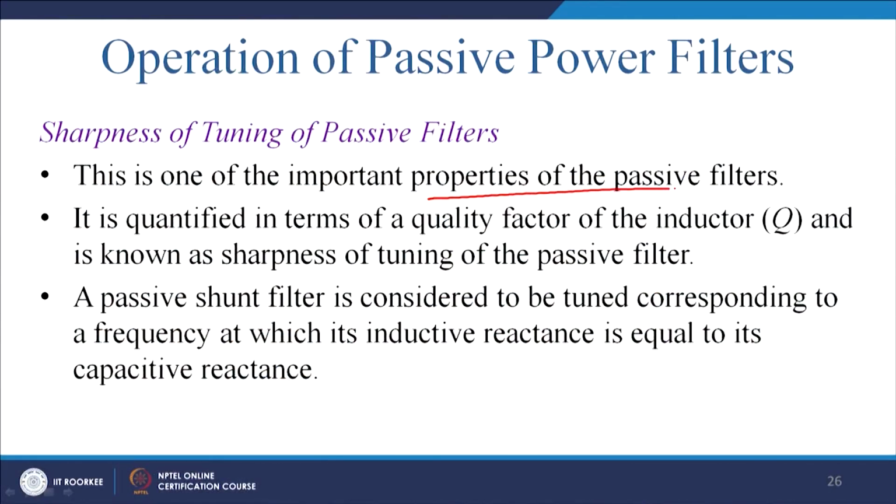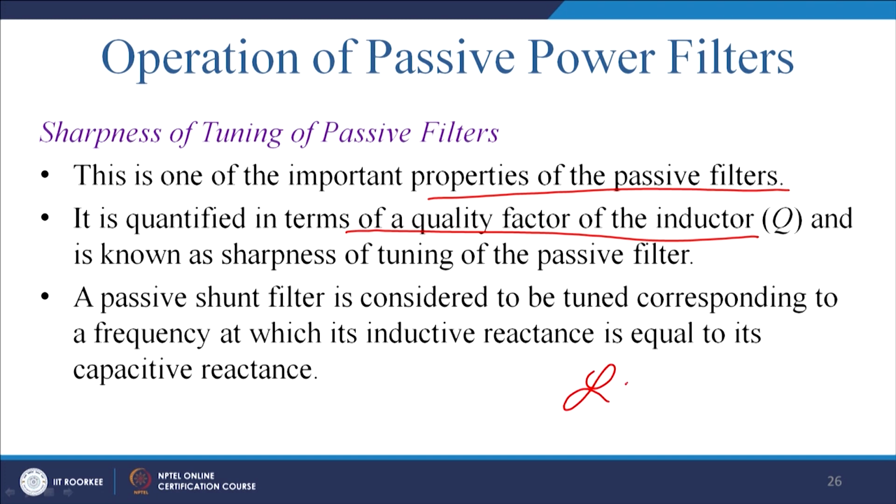So, one aspect we require to understand is the sharpness of the resonance, which you have studied in your fundamental courses of power electronics, that plays an important role in the filter design. So, this is one of the important properties of the passive filter: how you design the sharpness, what is its bandwidth. It is quantified in terms of the quality factor of the inductor, and it is known as the sharpness of the tuning of the passive filter.